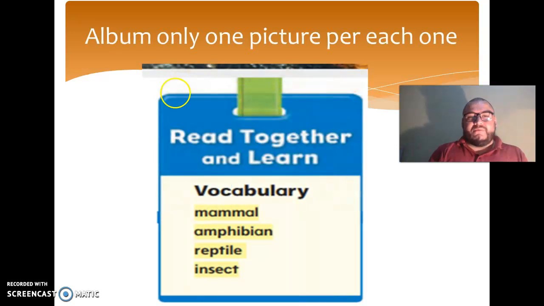For the last time, repeat. Mammal, amphibian, reptile, insect.